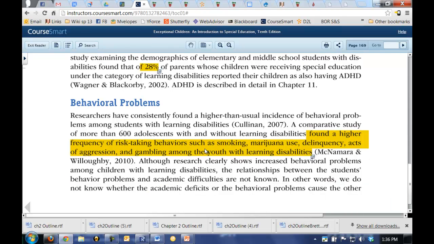Then behavior problems. Research has consistently found a higher than usual incidence of behavior problems among students with learning disabilities. A comparative study of more than 600 adolescents with and without learning disabilities found a higher frequency of at-risk behaviors such as smoking, marijuana use, delinquency, acts of aggression, and gambling among youth with learning disabilities. Sorry to break it to you like that, but that's the way it is. They're just higher at risk, do this risk-taking, at-risk behaviors, I'll call them.